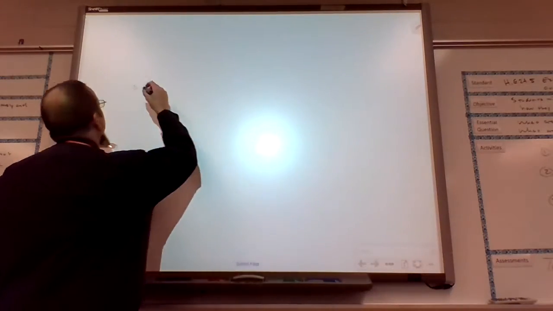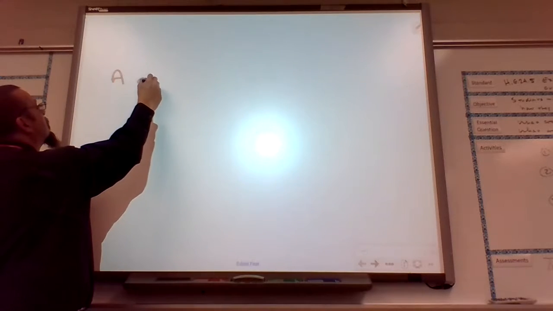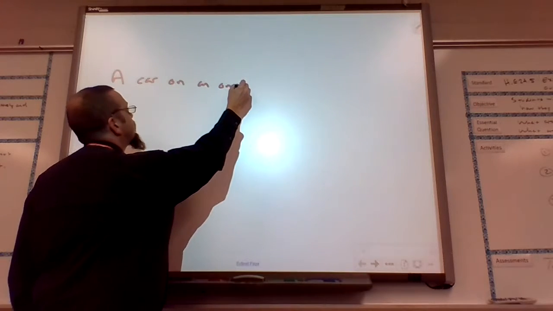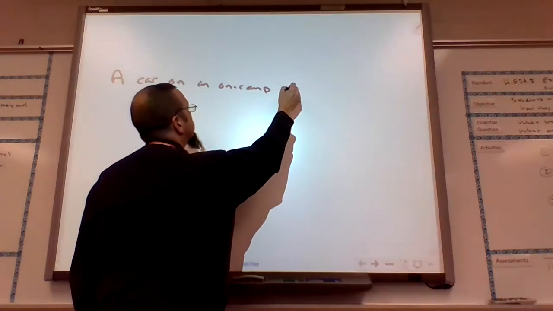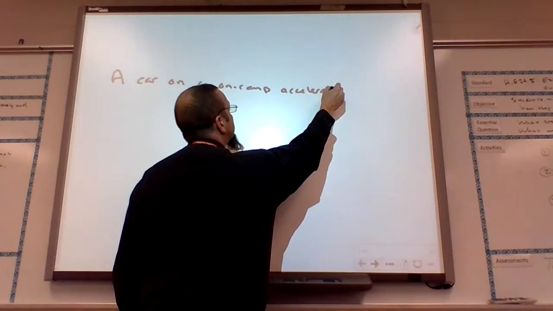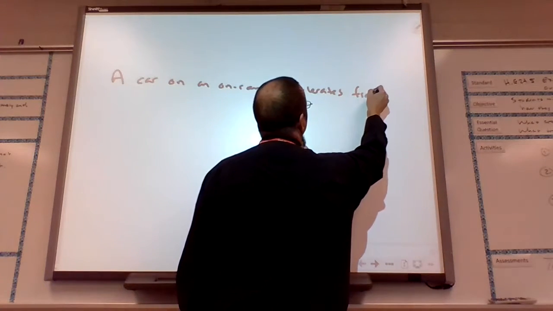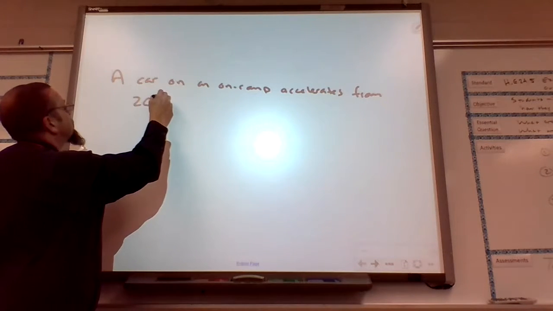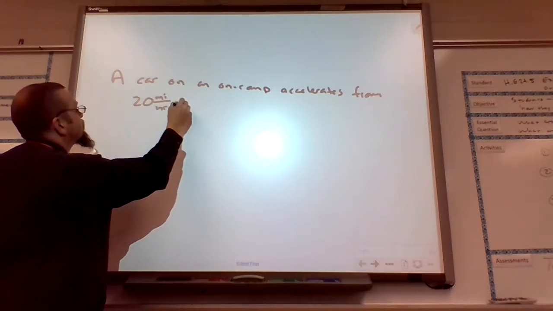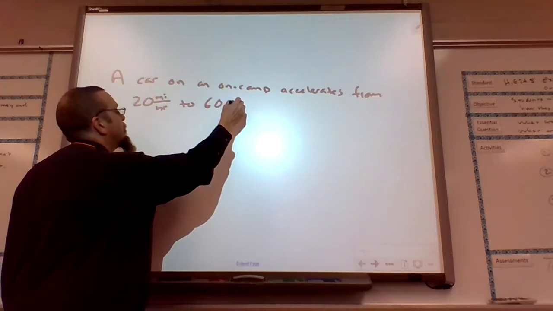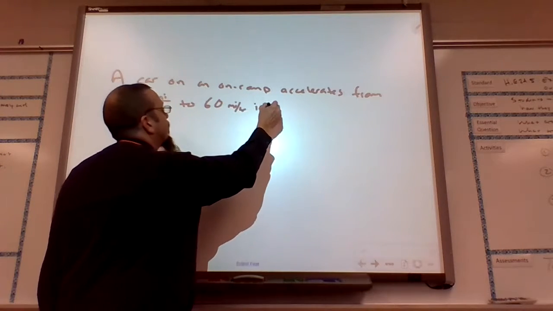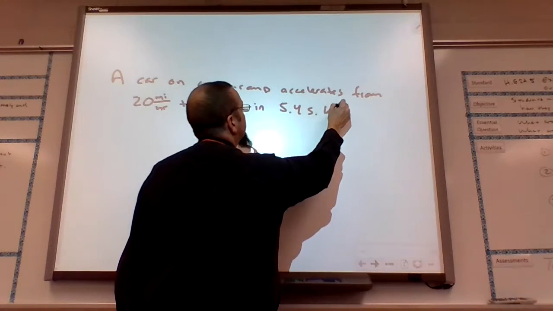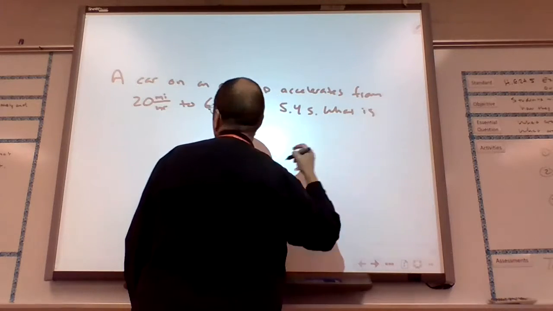So let's take a look at the problem. A car on an on-ramp accelerates from 20 miles per hour to 60 miles per hour in 5.4 seconds. What is the acceleration?